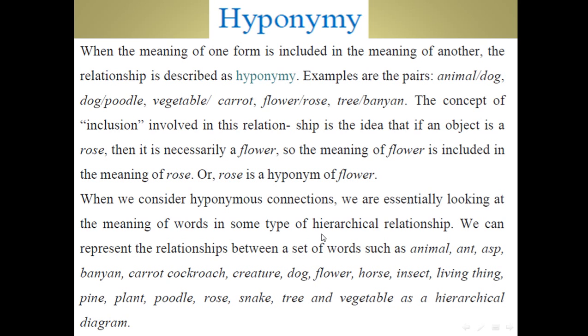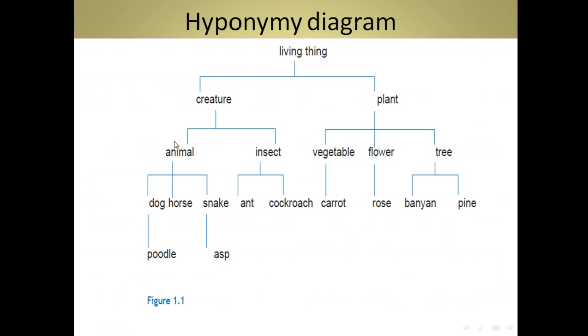When we consider hyponymous connections, we are essentially looking at the meaning of words in some type of hierarchical relationship. We can represent the relationships between a set of words such as animal, ant, asp, banyan, carrot, cockroach, creature, dog, flower, horse, insect, living thing, pine, plant, poodle, rose, snake, tree, and vegetable as a hierarchical diagram. Now this is the diagram for hyponymy.